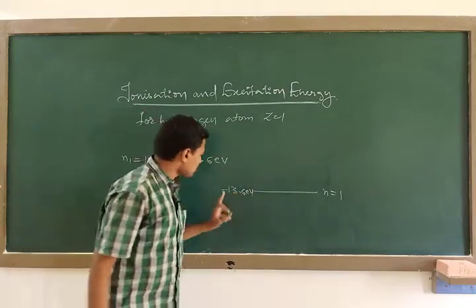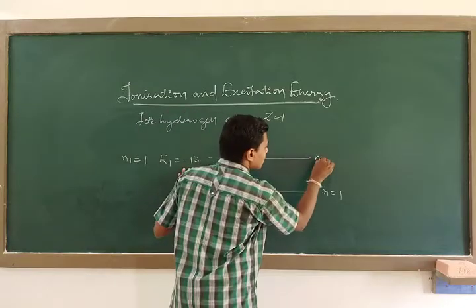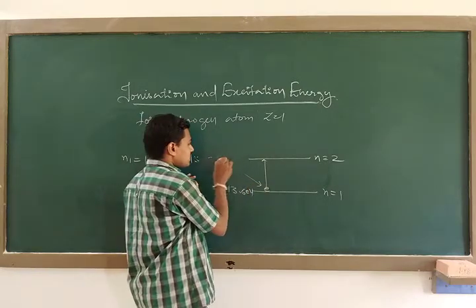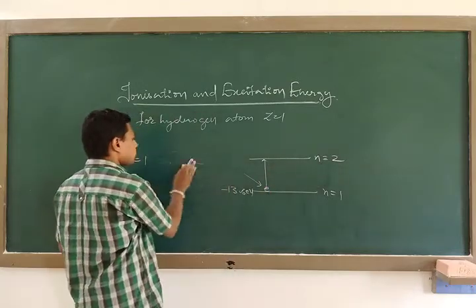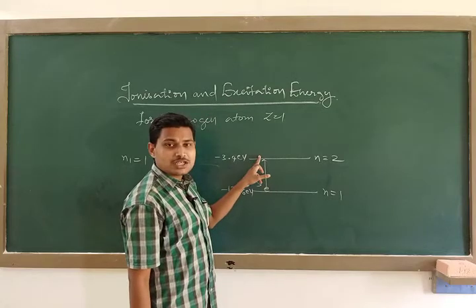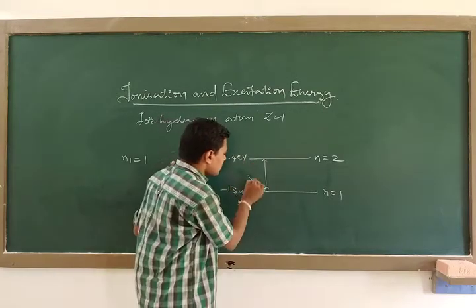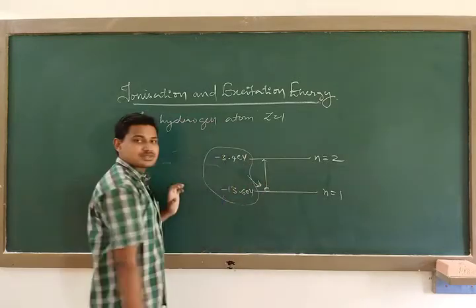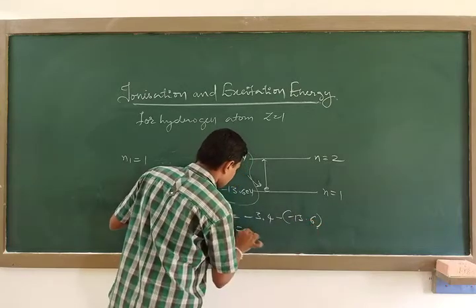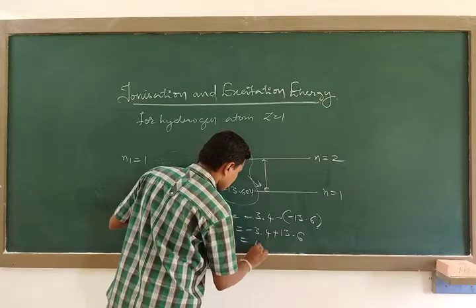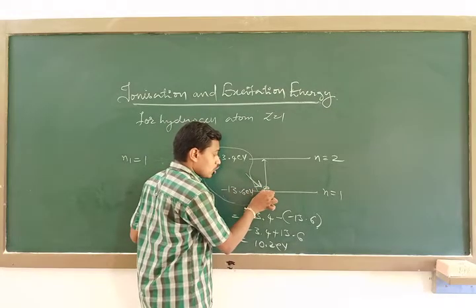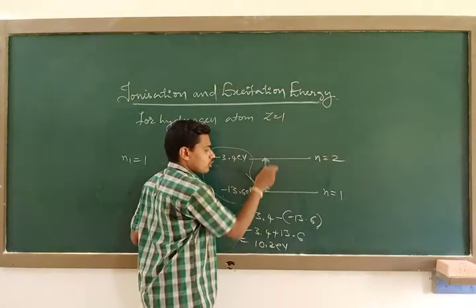The energy of the first orbit is minus 13.6 electron volt. Say I want to excite the electron to the second orbit. In order to do this, I have to supply energy. So what is that energy? We know that the second orbit energy will be minus 13.6 by 4, that is minus 3.4 electron volt. So what is the excitation energy in order to take this electron from the ground state to the higher orbit? That excitation energy will be equal to the energy difference between these two orbits. Minus 3.4 minus of minus 13.6, that is minus 3.4 plus 13.6. So it is nearly plus 10.2 electron volt. It means I have to supply 10.2 electron volts of energy in order to take this electron from the first orbit to the second orbit.